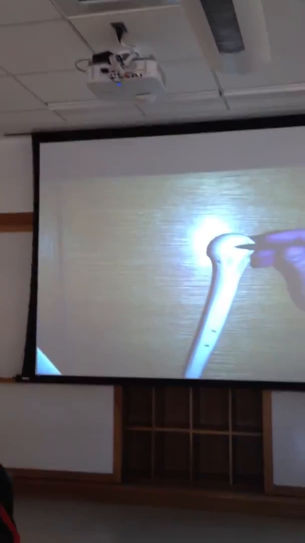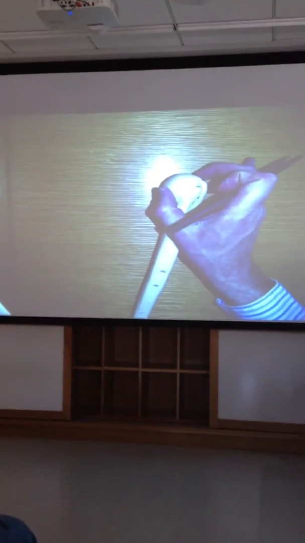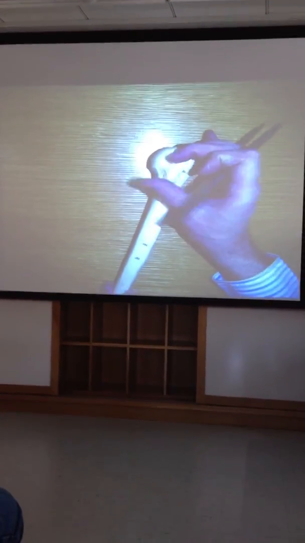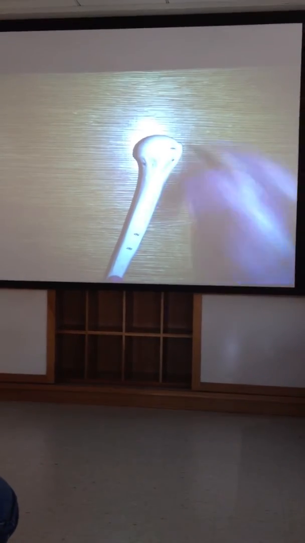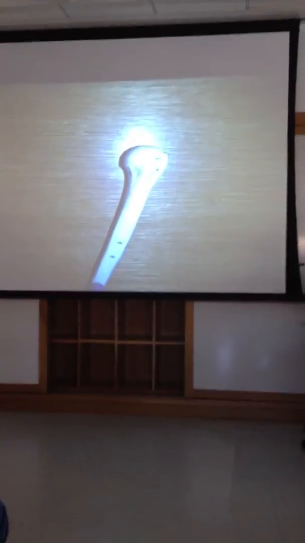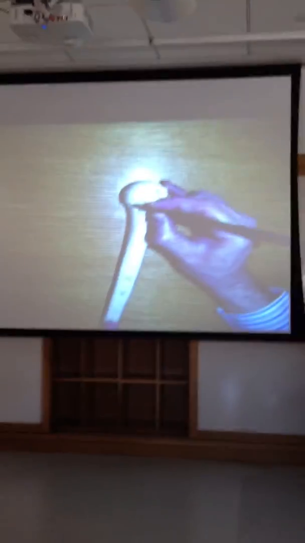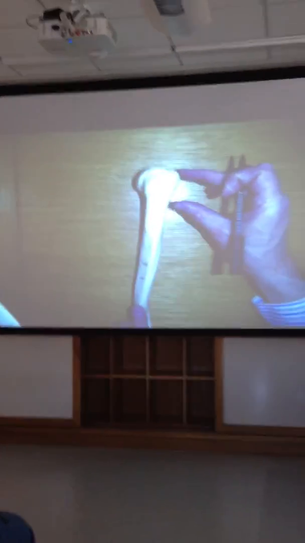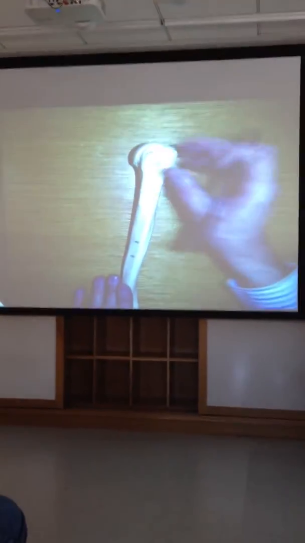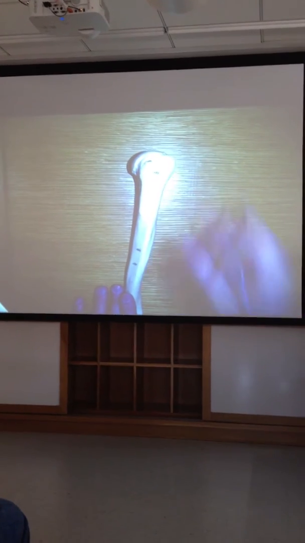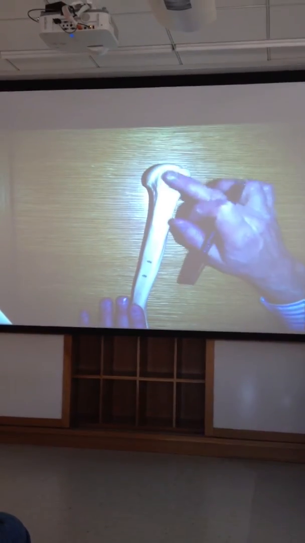This rounded part here is called what? What's the round part called? The head. That's the head. Okay. And just like on your body, below your head you have your neck. So right below the head area would be the neck. Okay. There's two bulges up near the head.